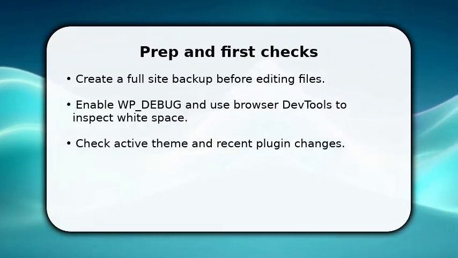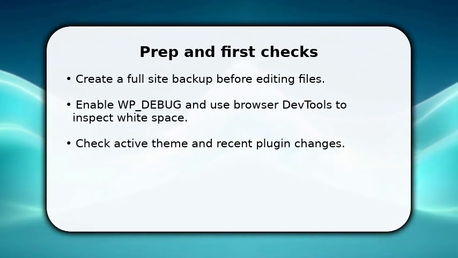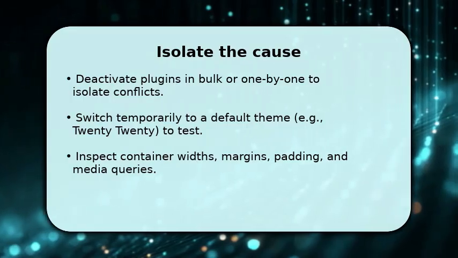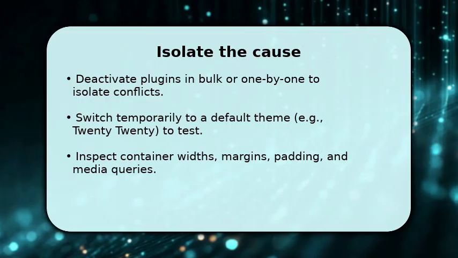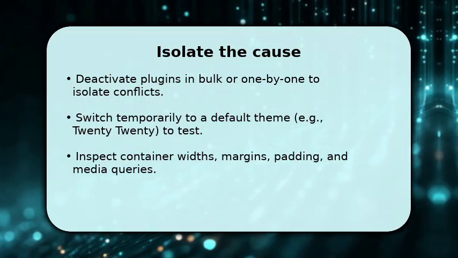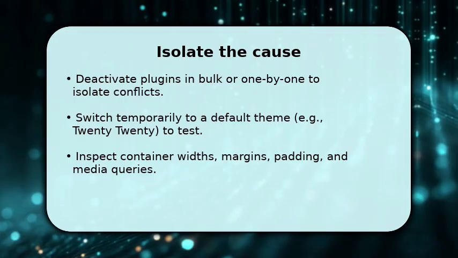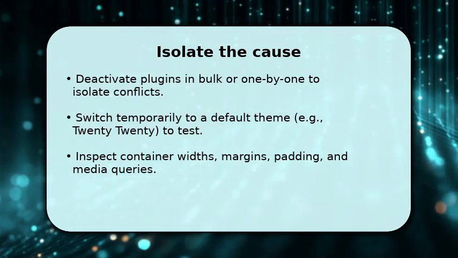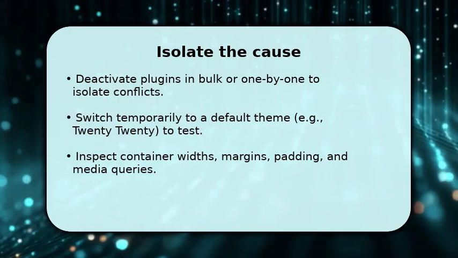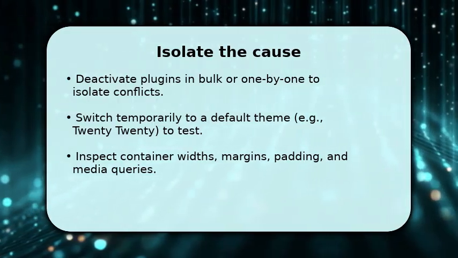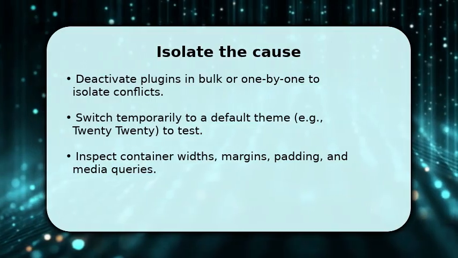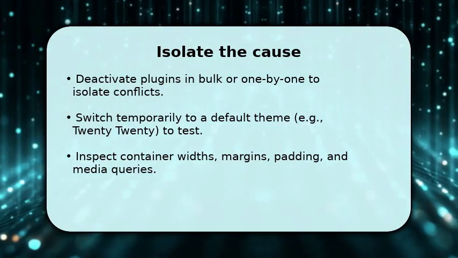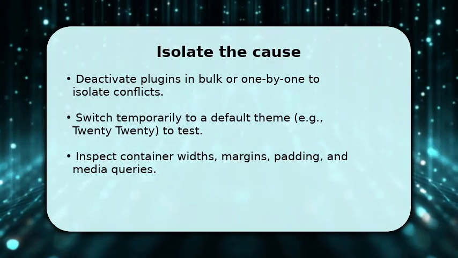Now prepare to test changes in a safe staging or local environment. You need to narrow down the source. Start by deactivating plugins one at a time or use a bulk deactivate tool. Observe when the white space disappears. If plugins aren't the cause, switch to a default theme to confirm whether the theme CSS is responsible. While testing, use DevTools to inspect parent containers, column widths, margins, padding, and media queries that trigger at specific breakpoints. This tells you whether the fix belongs in plugin settings, theme options, or custom CSS.